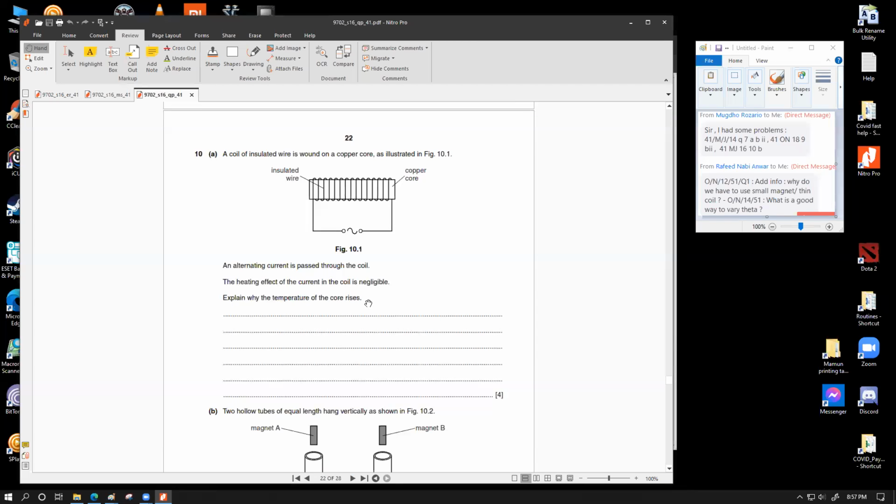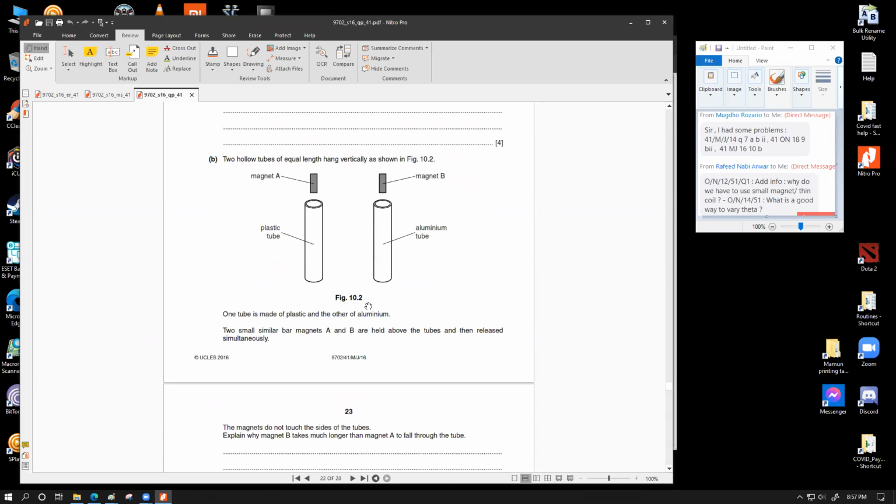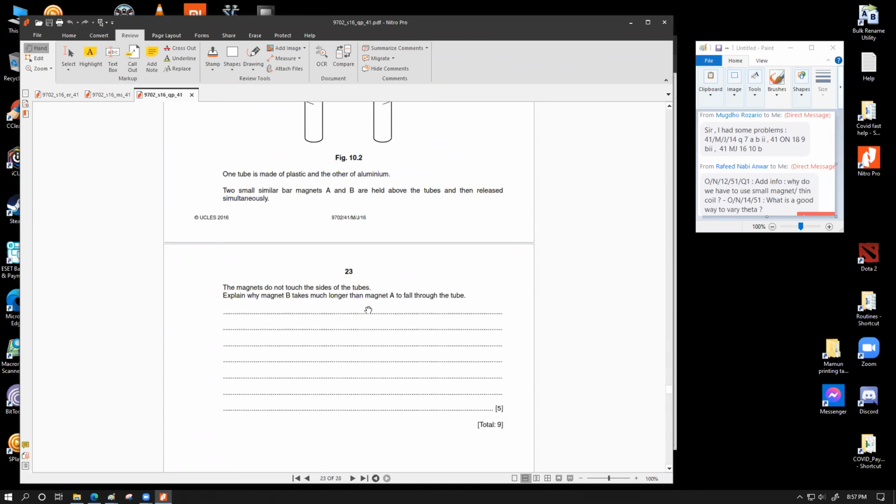Sir, I had problems with B. Two hollow tubes of equal length hang vertically as shown. One tube is manufactured to small. You could not answer this question, right? I mean, this didn't make sense at all, right?